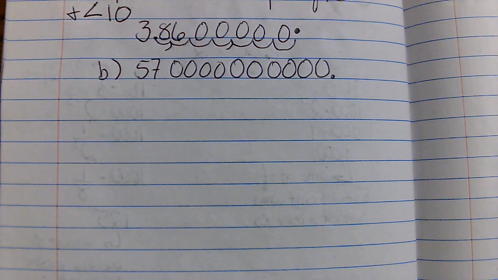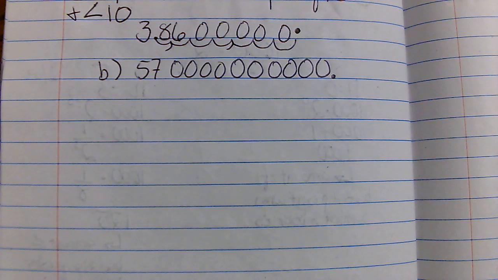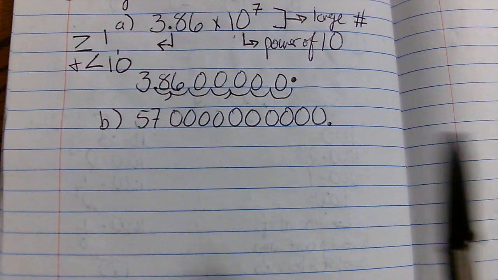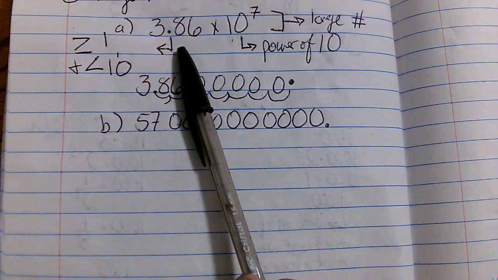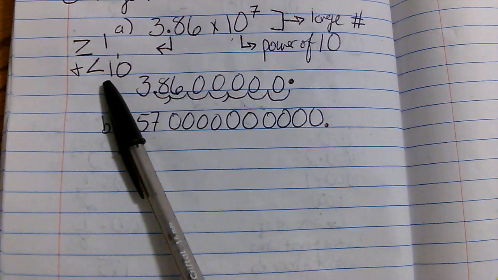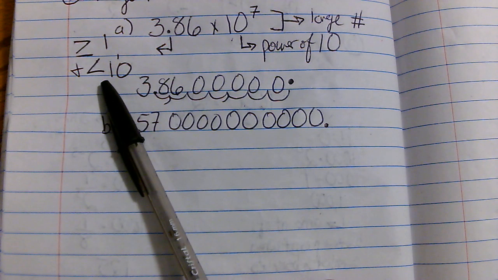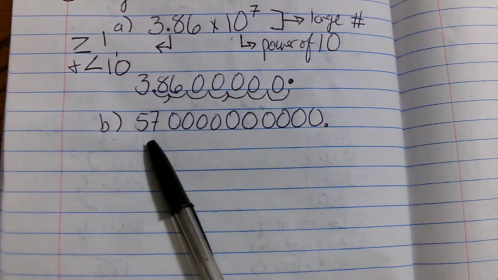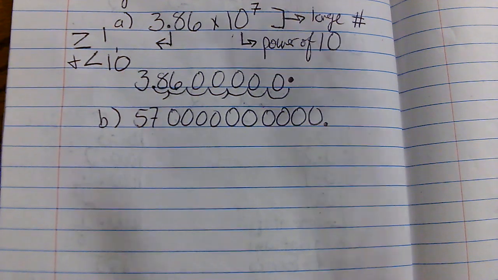Okay? Now, I need to follow my first rule. Remember, my first rule, if I can move this back up a bit, is that my front number has to be greater than or equal to 1, but it must be less than 10. So I'm going to move my decimal point between my non-zero numbers until I have something that is greater than or equal to 1, but less than 10.